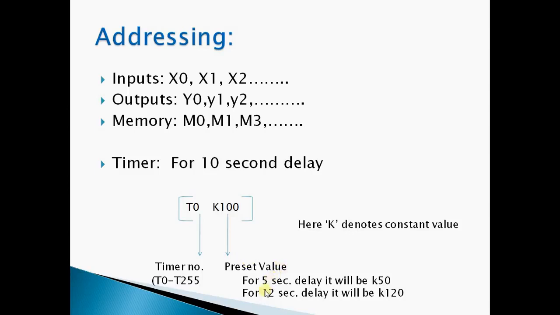Suppose we want to provide a 5-second delay, then it will be K50. Suppose you want a 12-second delay, then it will be K120. Here K represents a constant value.